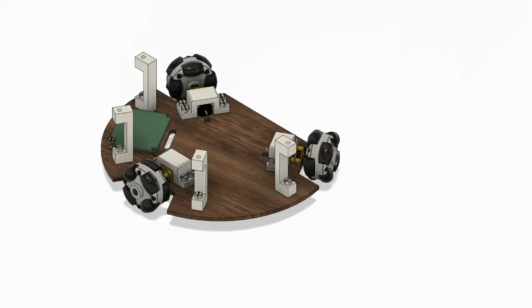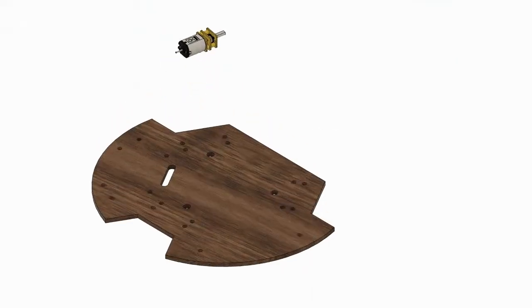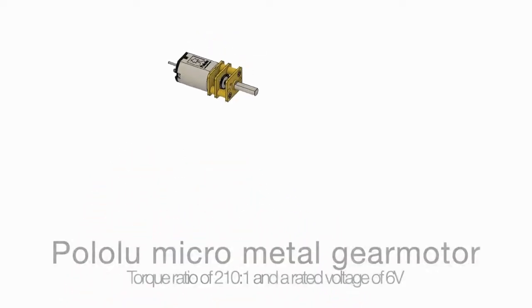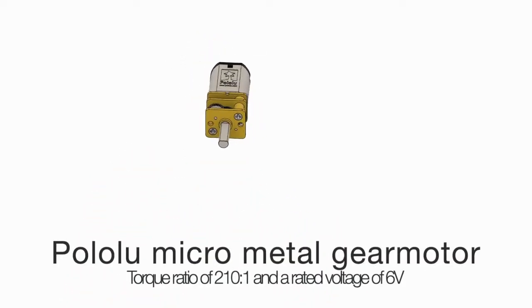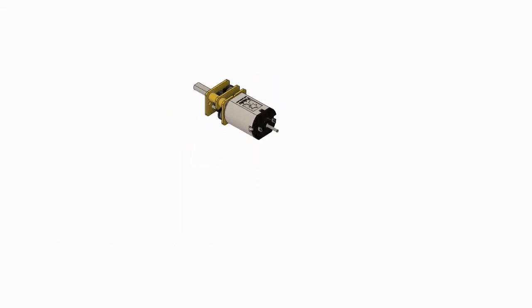The motors used were the Pololu micrometal gear motors with a gear ratio of 210:1. This allowed for sufficient torque while maintaining a high speed. This product was durable and reliable due to its material.